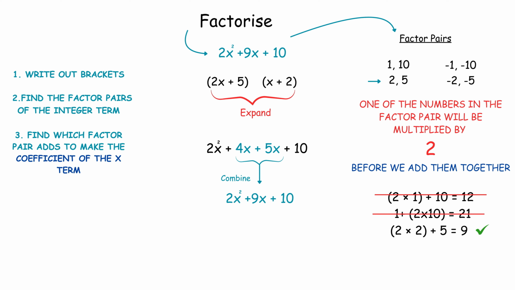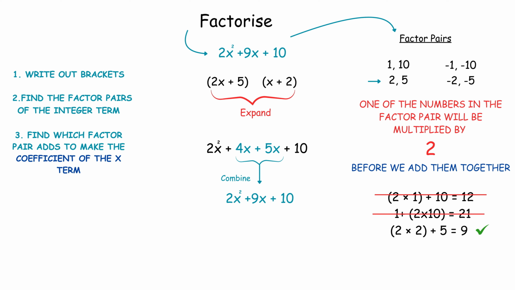Just like before, we start by writing two brackets, but now we must place a 2 in front of one of the x terms because when the 2x is multiplied by the other x, we will get 2x squared. Next, we list all the factor pairs of the constant term 10, which are 1 and 10, 2 and 5, -1 and -10 and -2 and -5. Our aim is to find the pair, which when combined gives the middle term coefficient, which is positive 9.